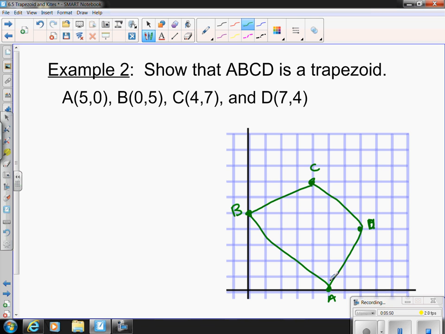Now, the easiest way to show something is a trapezoid: first, is this a quadrilateral? Yes, it has four sides. Then I'm going to show that these two segments have the same slope, so I want to show BA is parallel to CD. And then I want to show that BC is not parallel to AD. So I want to show that exactly one set of sides is parallel.